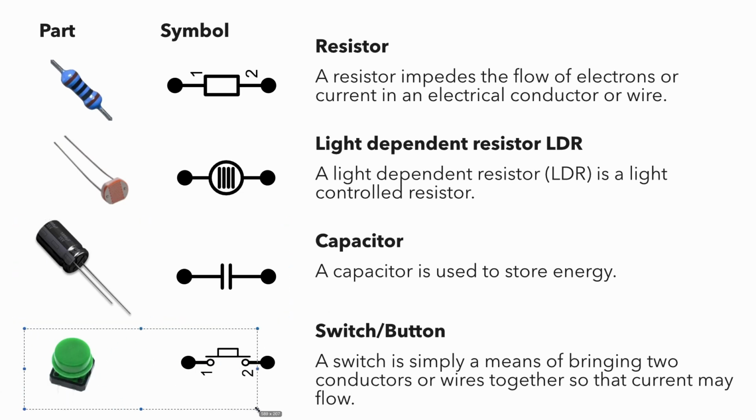And finally on this page we have a switch. So all a switch does is interrupt the flow of current in a wire. So it's equivalent to a valve on a hose. So if you close the valve, the water can't flow. If you open a switch, the current can't flow.